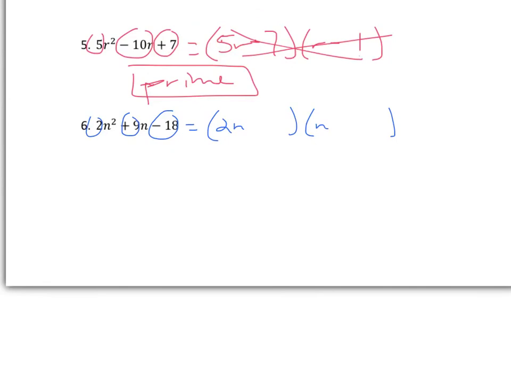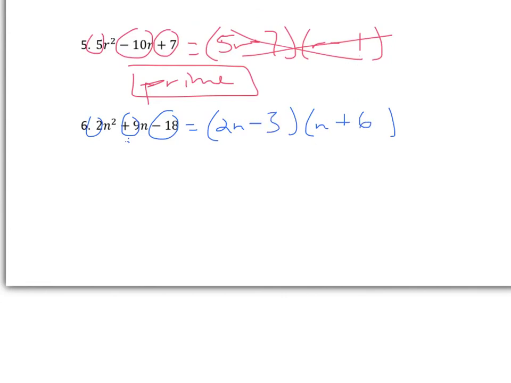Right, but which one do I put plus, which one do I put minus? Well, one way to think of it is, since it has to end up positive, that means the plus is probably going to go with the bigger number. So I'm going to put plus 6 here and minus 3 here.